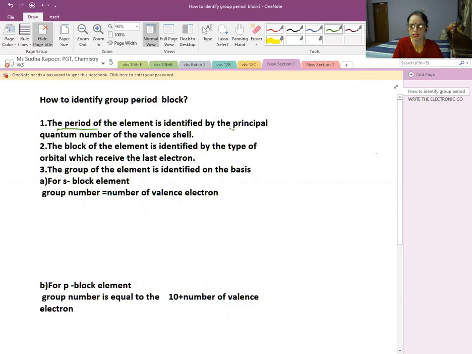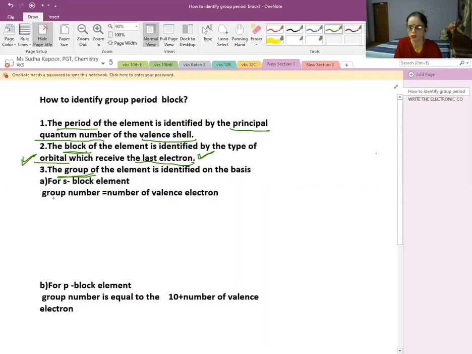The period of the element is identified with the help of the principal quantum number of the valence shell. Remember, the principal quantum number of the valence shell. When we have to identify the block, as we know, the periodic table is divided into 4 parts: s, p, d and f block. The block of the element is identified by the orbital which receives the last electron. Identify the word orbital which receives the last electron. So following the configuration above, the orbital which receives the last electron helps in identifying the block. And the group is identified on the nature of the block in which the last electron has entered.